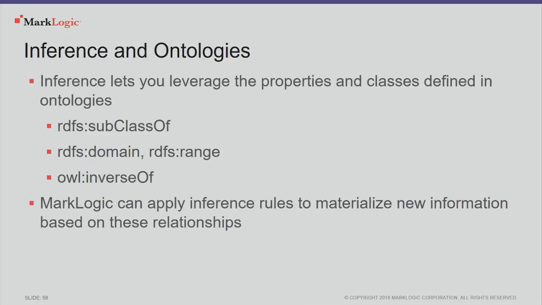So how is inference related to ontologies that I talked about a few moments ago? Well, it lets you leverage that extra information that you applied to your data set via the ontologies. So the subclass of information, the domain and range where you're linking together predicates with particular classes, inverse relationships between properties. MarkLogic can basically apply inference rules to make these relationships real in the form of new triples in your data.